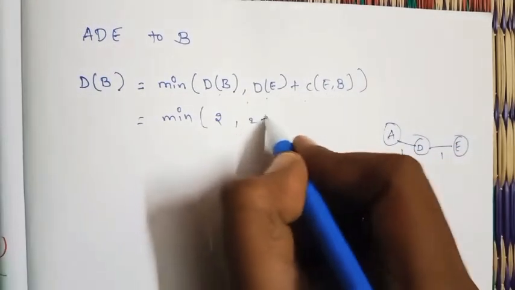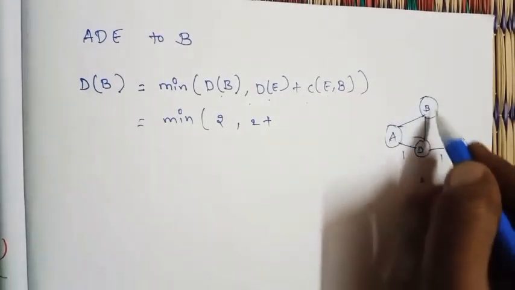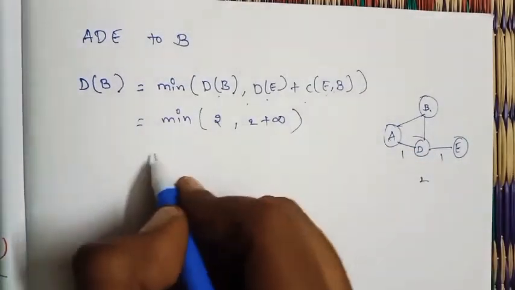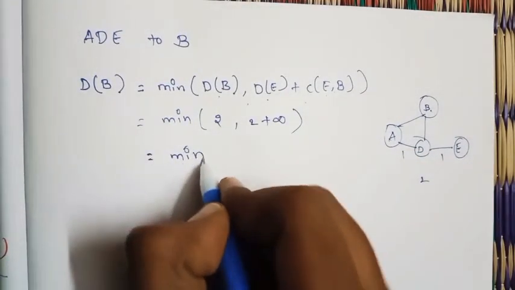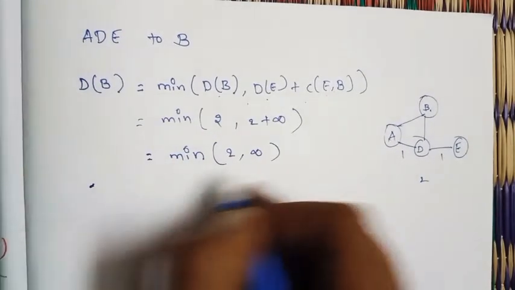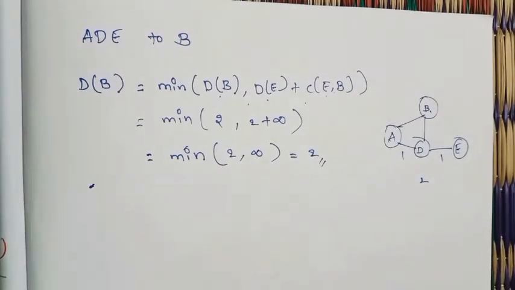So here 2 plus, here we have B, guys. But we don't have any connection from B to E, so just write it as infinity. Here, minimum of 2 comma infinity. So the minimum cost is 2. Just replace it like this, guys.